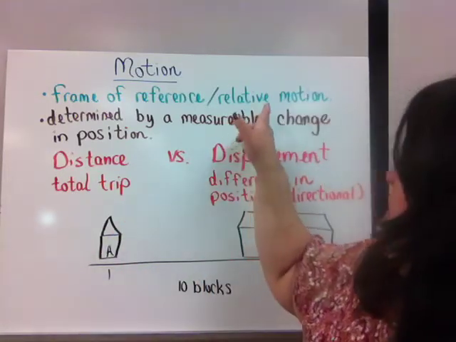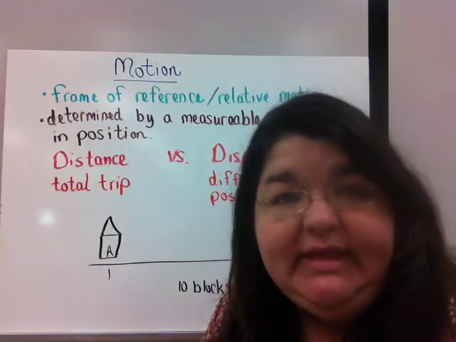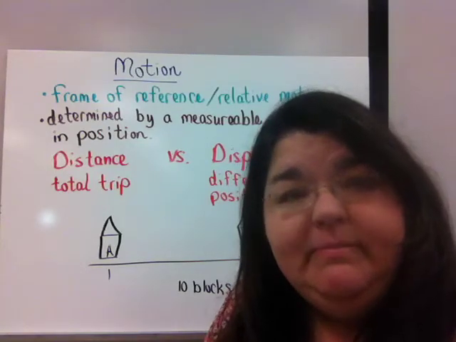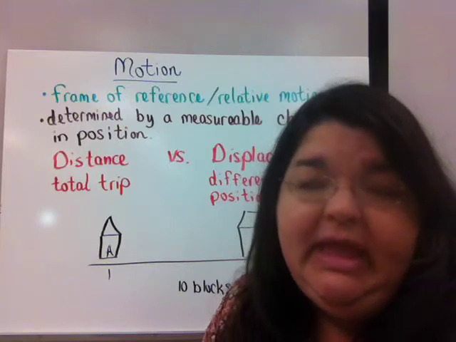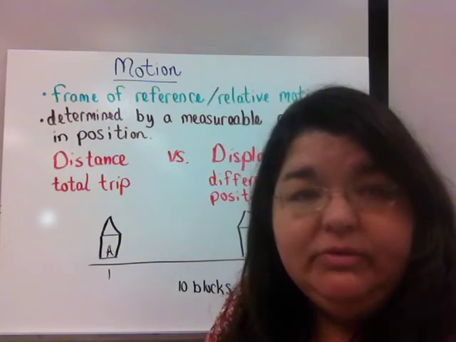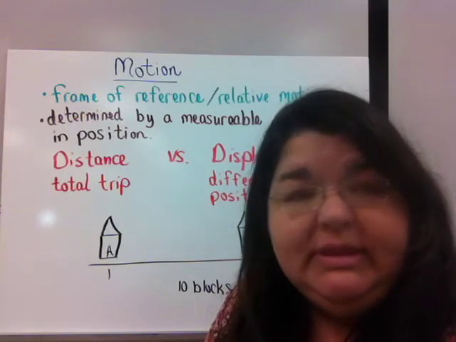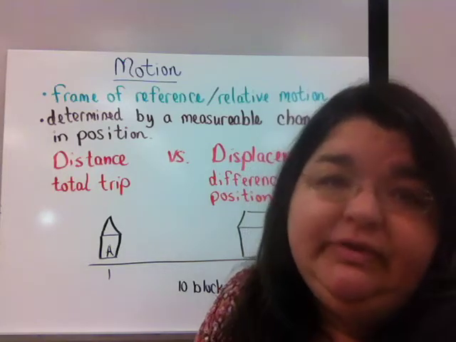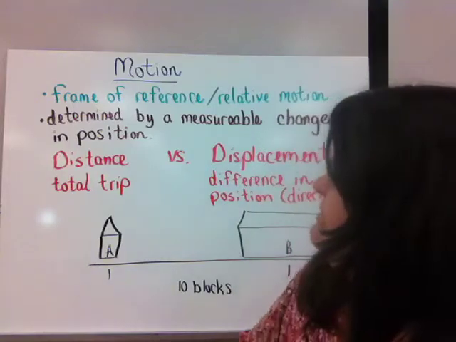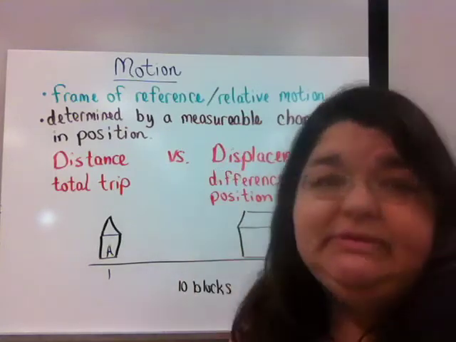Now, motion is relative because the wall is moving too. If you consider the fact that it's attached to the earth and the earth is moving, that's what makes motion relative. If you're sitting completely still and you're not moving in your room, you can still have motion. At the subatomic level and your molecular level, you are moving. So motion is relative. What we say then is that motion is determined by a measurable change in position.